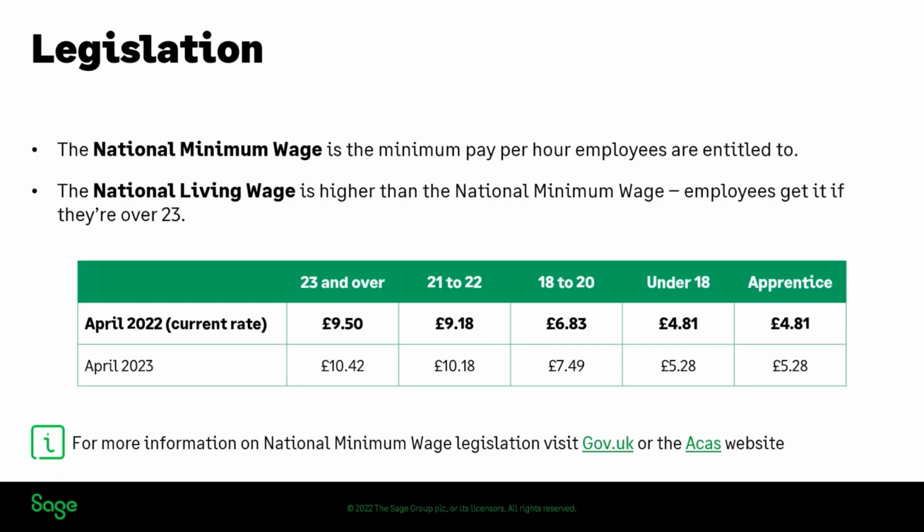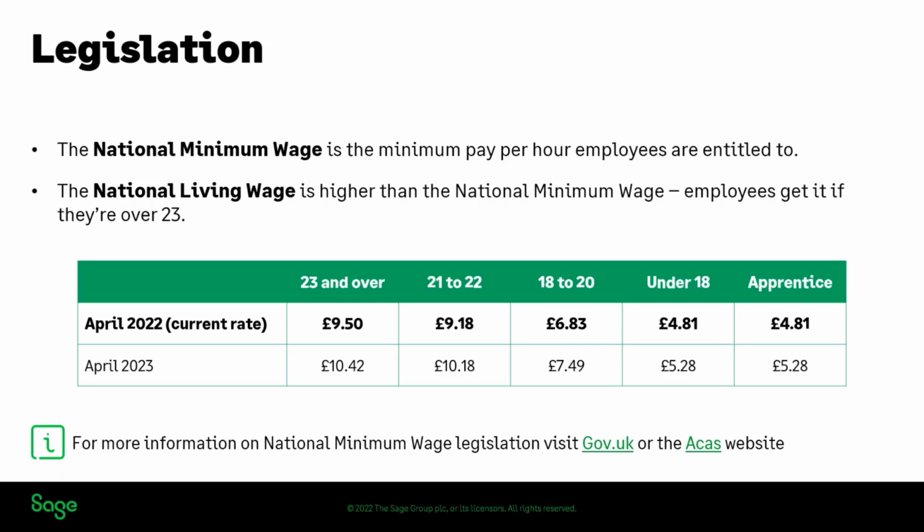So as you can see, from the 1st of April 2022, the minimum wage for employees 23 and over, that's the national living wage, was £9.50 an hour. For employees aged 21 to 22, it's £9.18. For 18 to 20s, £6.83. Under 18s are £4.81, which is the same as the apprentice rate, which is also £4.81 per hour.